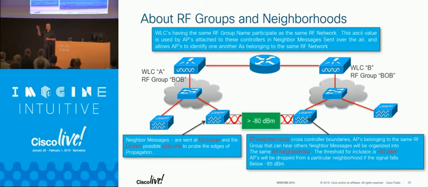-67 assumes a -90 noise floor, and you might have a fluctuation by up to about -85. In here, when they've got a big conference going on, I've seen -65 as a noise floor. Yeah, it's pretty ugly. So the neighboring is built and contained underneath of the RF group.